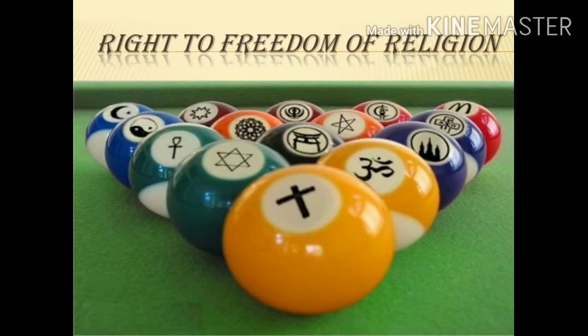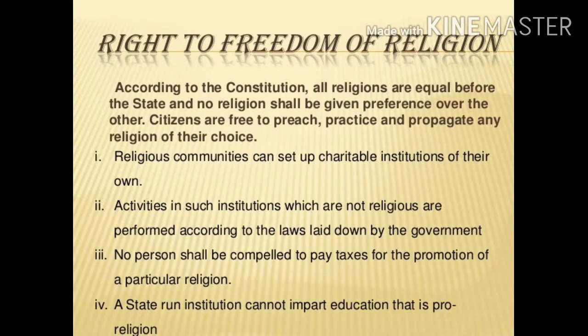Next, we pass on to right to freedom of religion. Article 25 to 28 describe the right to freedom of religion. This is a right that ensures secularism. What is secularism? A citizen of India can follow any kind of religion. That freedom was given to the citizens of India. Any kind of religion we can follow. That is secularism. Every individual in India is entitled to practice the religion of his or her choice.